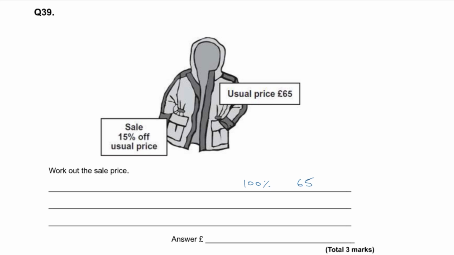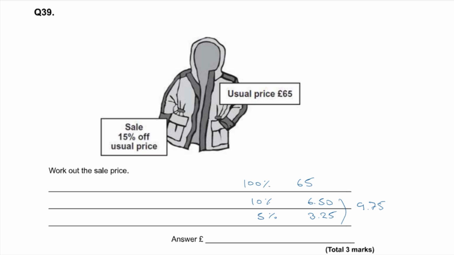We want to work out 15% and take it off, don't we? Because it's 15% off. So what's 10%? That is £6.50, and then 5% is going to be half of that. That's going to be £3.25. Okay, so then 15% together, £6.50 and £3.25 adds up to £9.75. And so £65 minus £9.75.